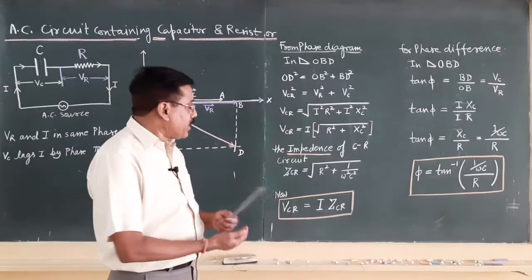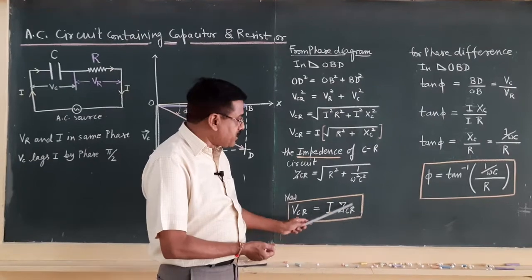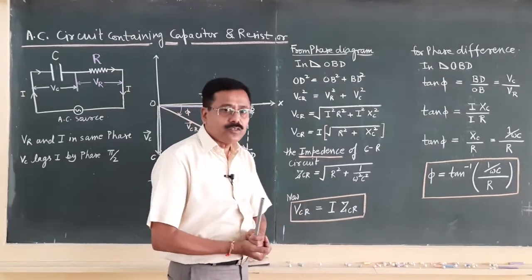Now we have VCR is equal to I into ZCR. This is similar to Ohm's law, that is V is equal to I into R. So, ZCR is the total impedance of the CR circuit.